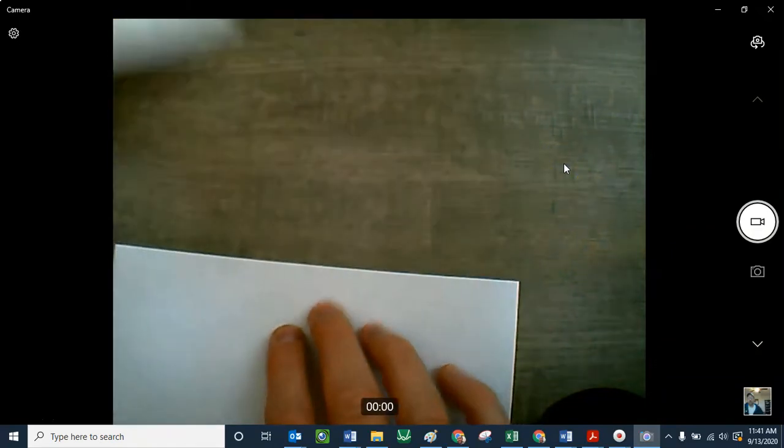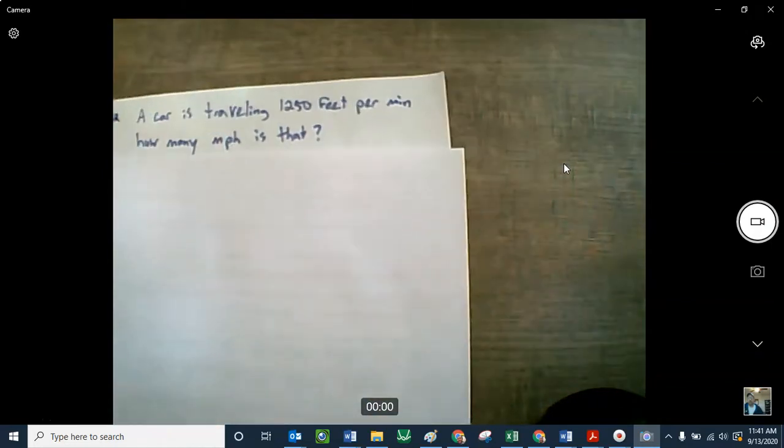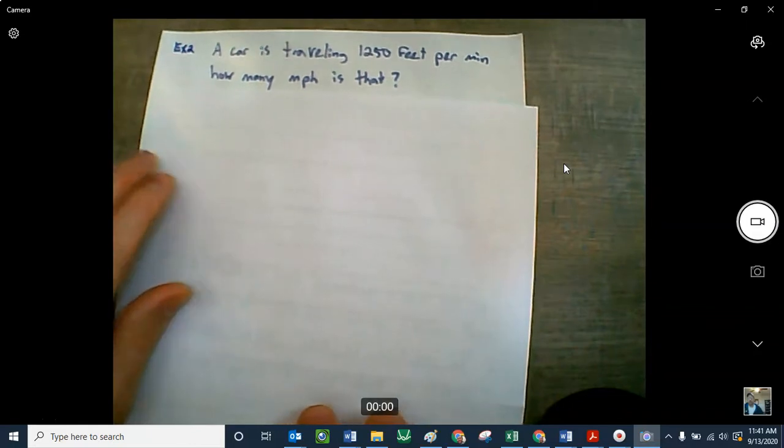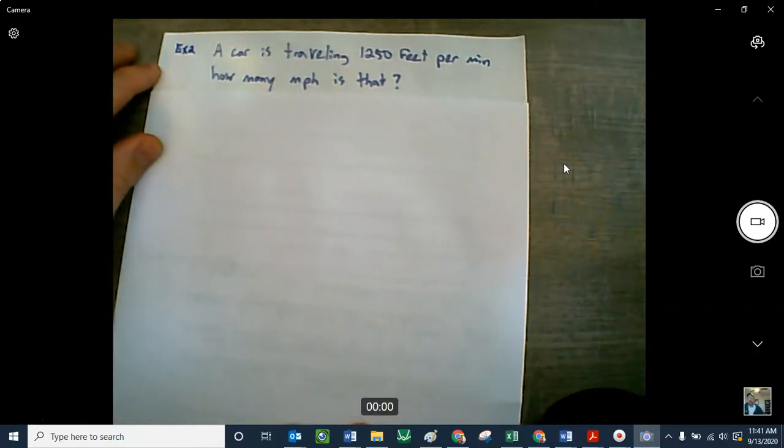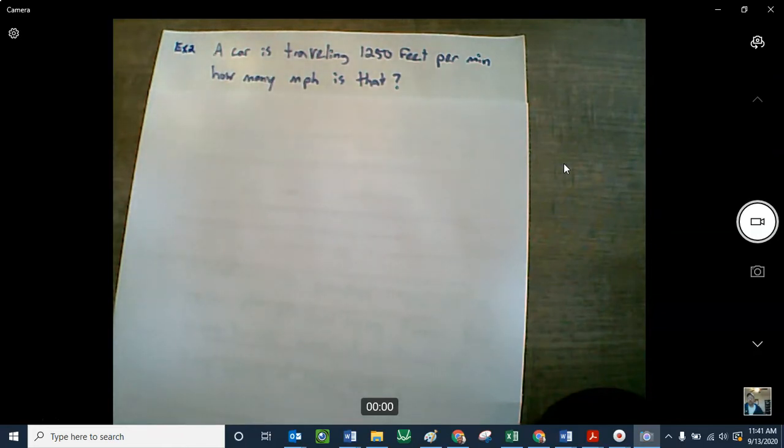Let's do a couple more examples, 2 exactly to be precise, and then we can move on from there. I'll cut you guys loose. There's a little Google Forms I want you to practice. So it says example 2, a car is traveling 1,250 feet per minute. How many miles per hour is that?